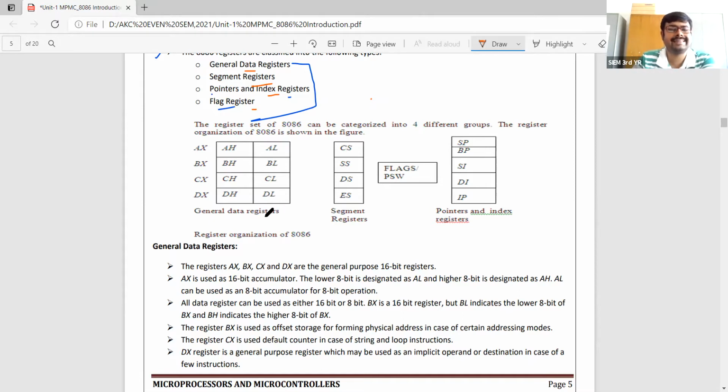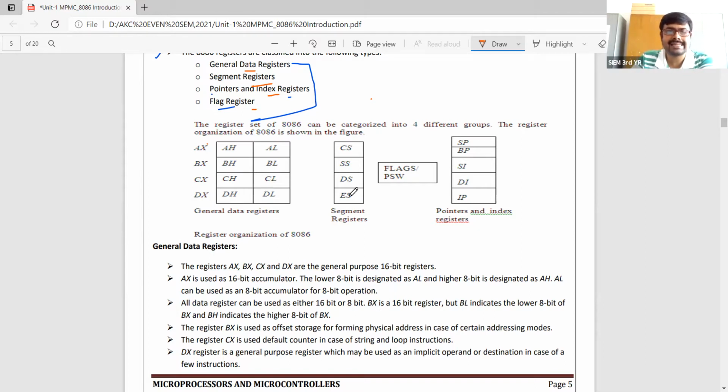So first, the general data register. You see AH AL, BH BL, CH CL, DH DL, that is AX, BX, CX, DX. Depending on the X, we may classify the H and the L. H and L mean high and low. So that is the general data register classification.